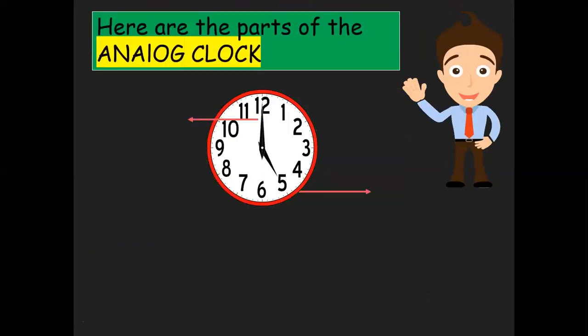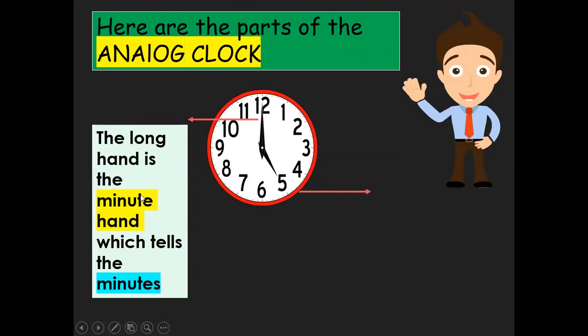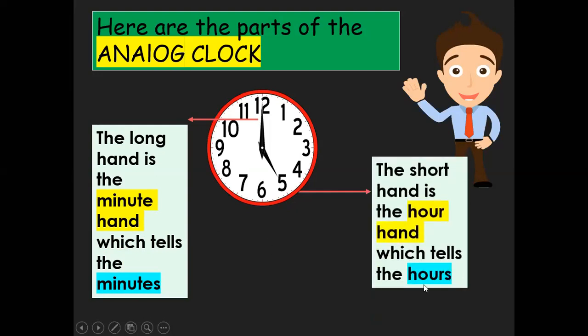Then in the analog clock, you will see that there are 2 hands, the short hand and the long hand. The long hand tells us about the minutes, that's why it is called the minute hand. And the short hand tells us about the hours, which is called the hour hand.